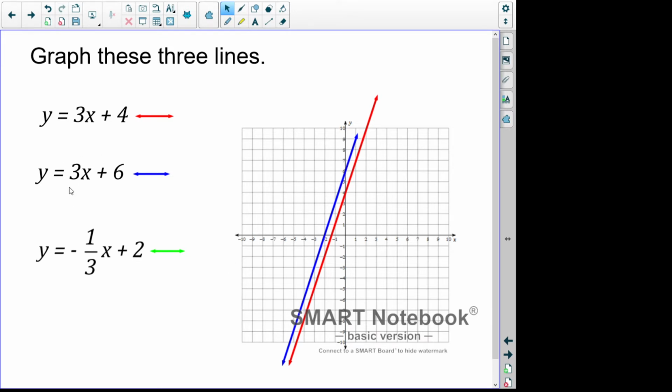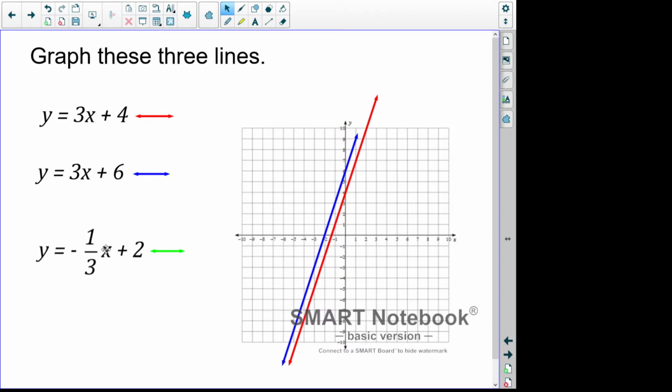Notice that these lines have the same slope, right? They both have a slope of 3. So they have the same slope, but they cross the y-axis at different points. One crosses at positive 4, one crosses at positive 6, but since they have the same slope, these lines will never ever cross. They can just keep going on forever and ever, just like a set of railroad tracks. They just go parallel to each other and they will never ever cross. So this is an example of some parallel lines.